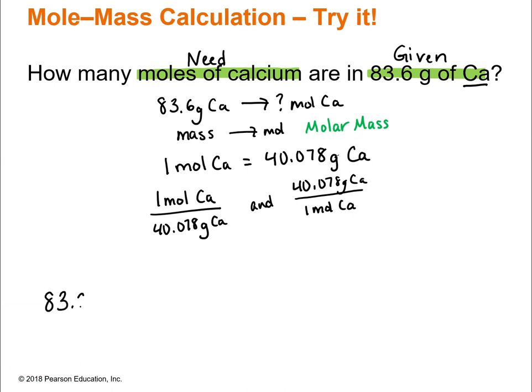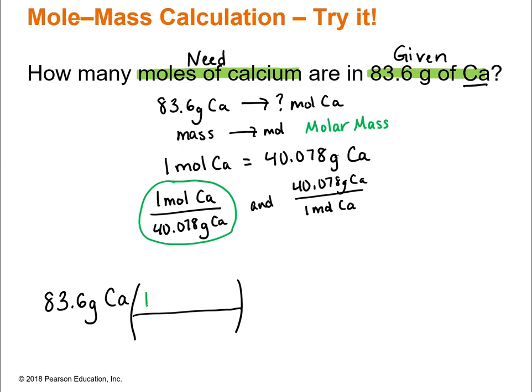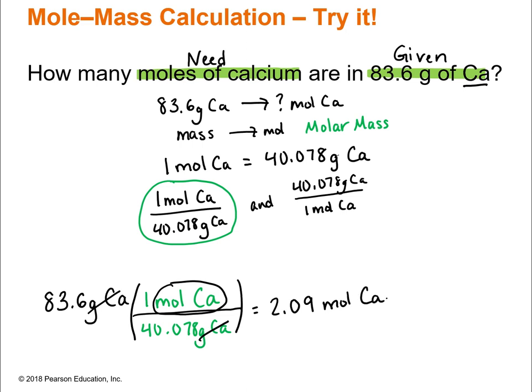Then we set up the problem. We're still using A, the first unit factor. And that's because we need to cancel out the grams of calcium and be left with moles. With 3 sig figs, you should get 2.09 moles of calcium. How did we do?